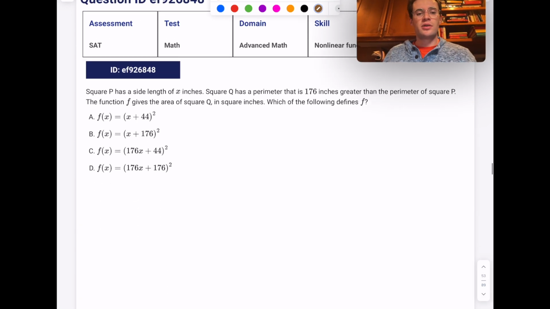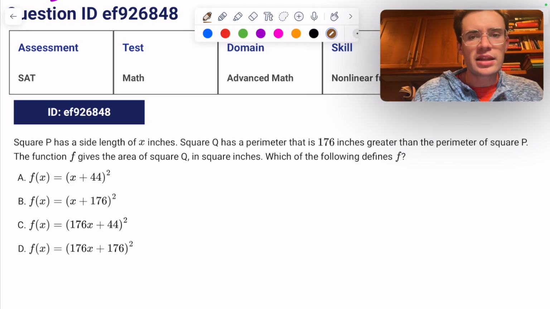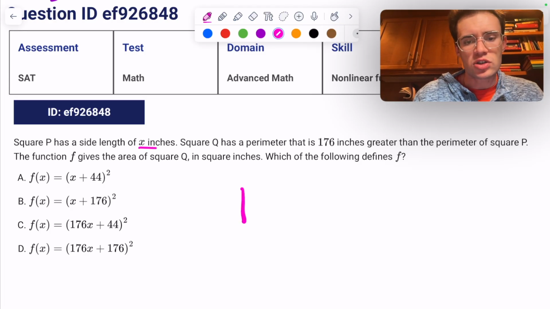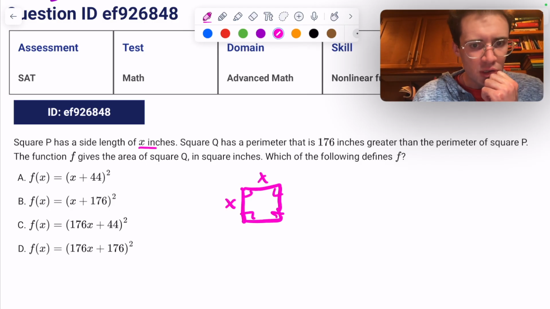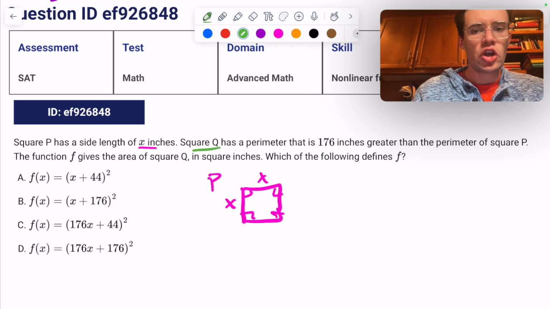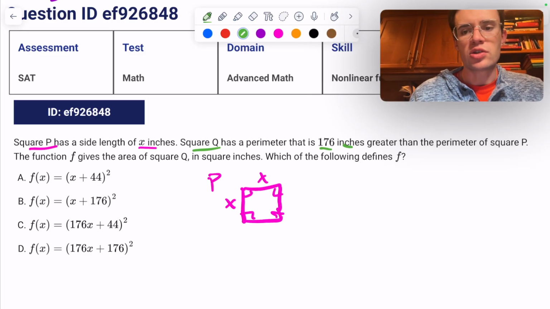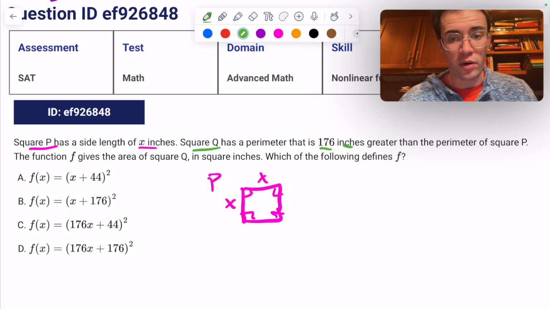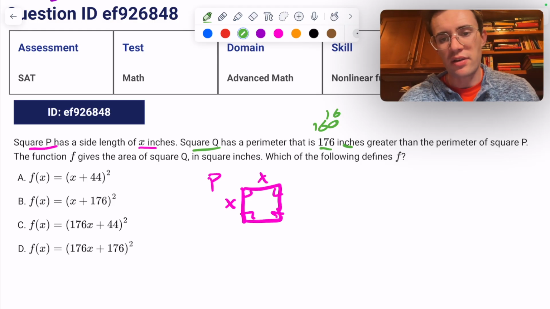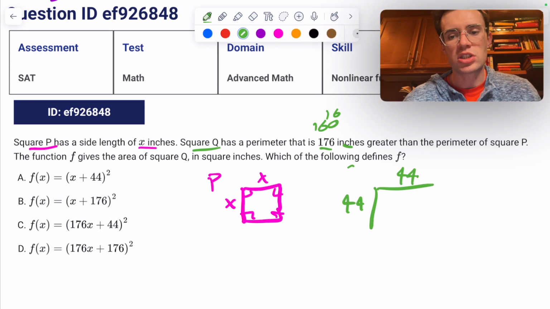Square P has a side length of x inches. Okay, so we have a square. That means all the sides are the same. All the angles inside are 90 degrees, the right angles, and it's x by x. This is square P. Square Q has a perimeter of 176 inches. All right, so 176 is the entire perimeter when you add up all 4 sides. So if we divide that by 4, well, it's like 160 plus 16. So divide by 4, that's 40 plus 4. So each side would be 44 for square Q.